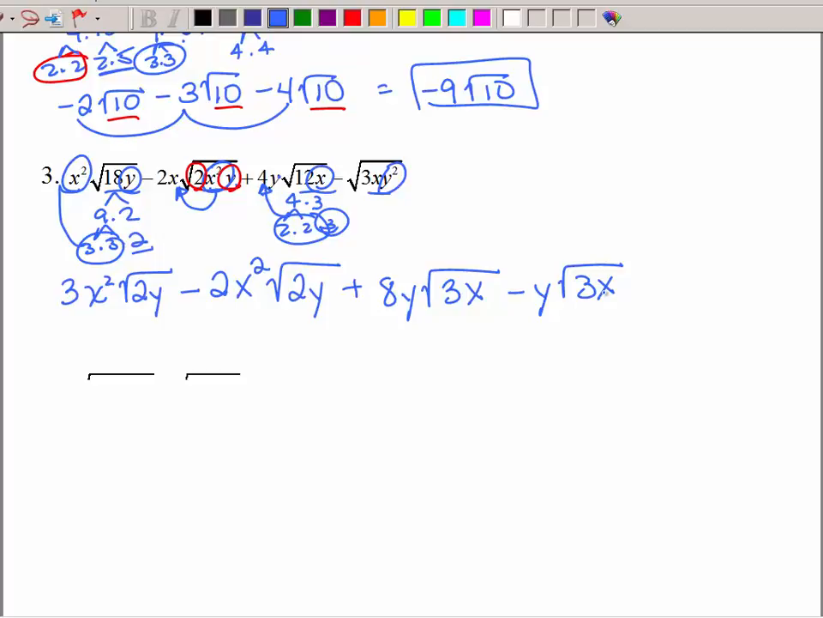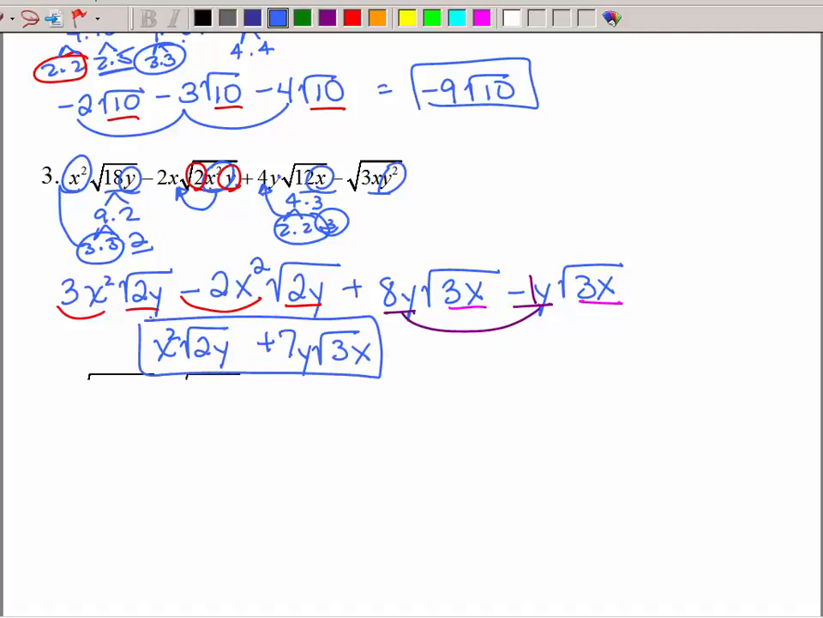So we have some like radicals, but they're not all alike. These two are alike, and these two are alike. So for this one, I'm going to keep the square root of 2y, and then I'm going to combine like terms: 3x squared minus 2x squared is 1x squared. Over here, I'm going to keep the 3x, and again, put those together. That's 8y minus 1y, which is a positive 7y. This is not hard. Don't let the problem scare you.